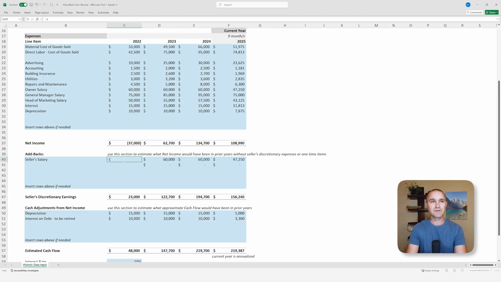They may say negative $15,000, negative $15,000. If I can type negative $15,000 here, they may say this is actually what we think your adjustment should be. So they're going to say, we think you need to take this $60,000 owner salary plus another $15,000. So now your seller's discretionary earnings, or really the cash that you have available to repay the loan, actually goes down.